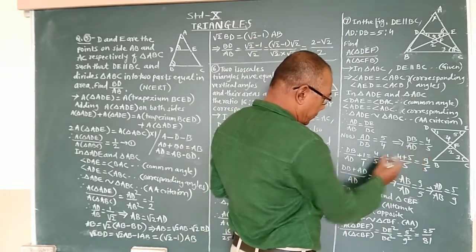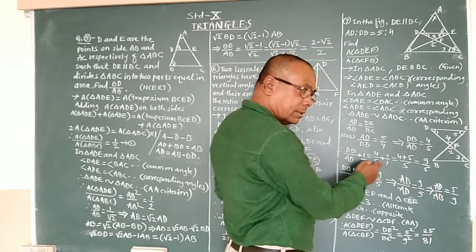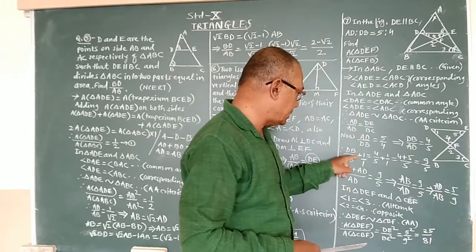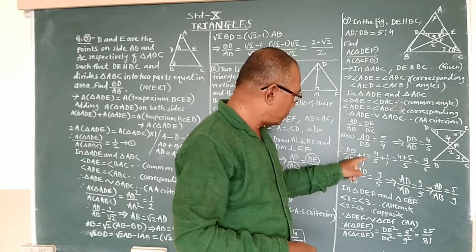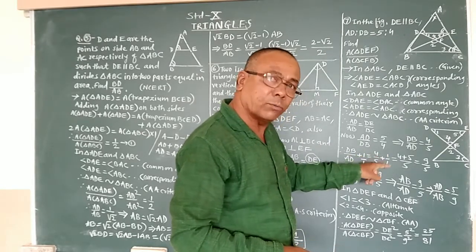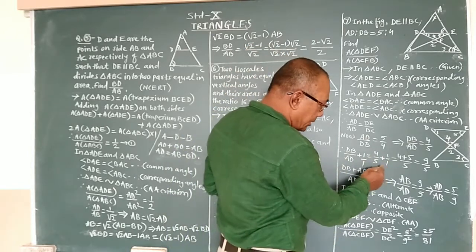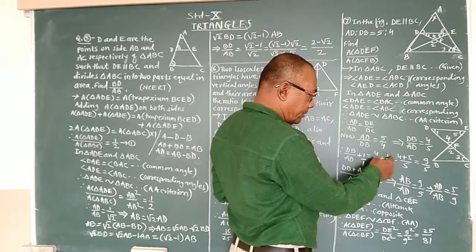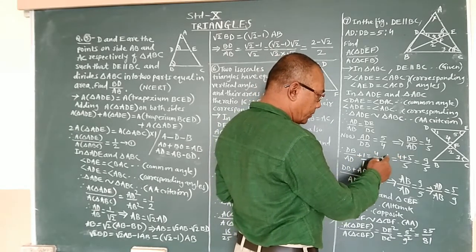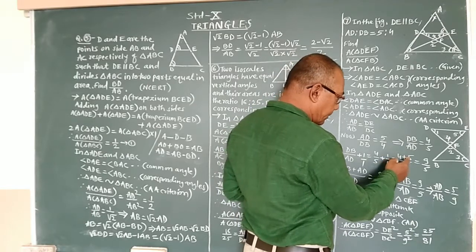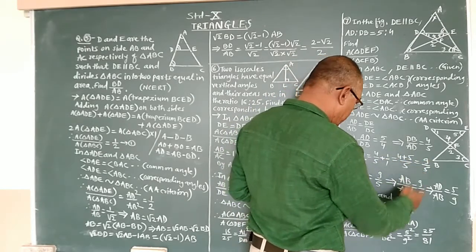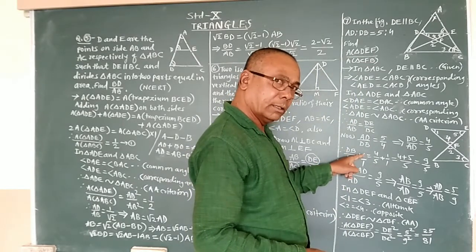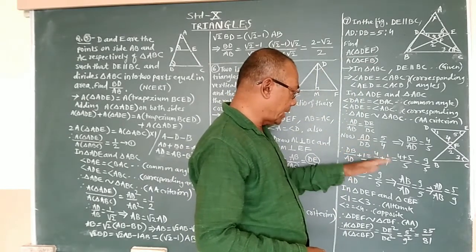And now in this equality we have to add 1 on both sides, we will get DB upon AD plus 1 or 1/1 is equal to 4/5 plus 1 or 1/1. Here denominators are not same, so we have to cross multiply. So 4 into 1 it will be 4, plus 5 into 1 it will be 5. So 4 plus 5 that is 9/5. So DB upon AD plus 1 or 1/1 is equal to 9/5.